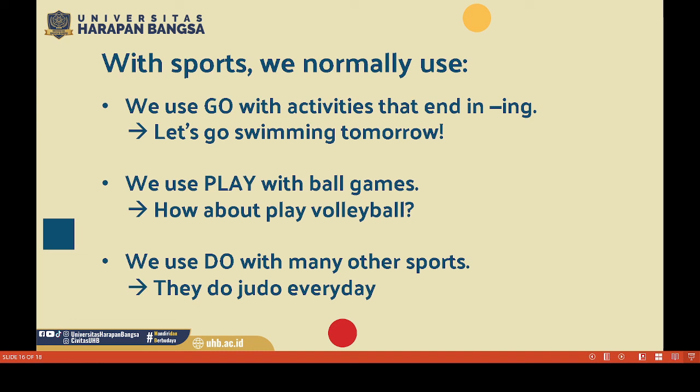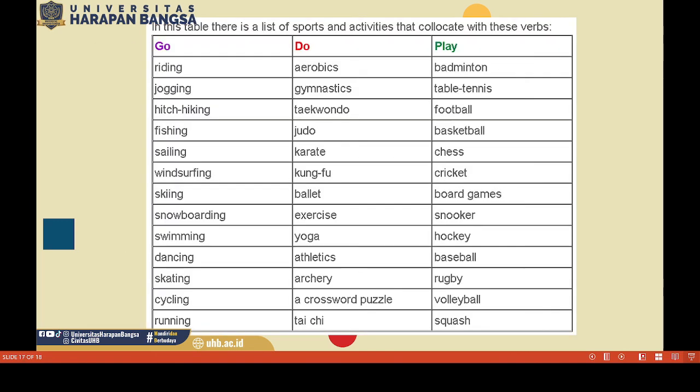Okay, let's see the example. They do judo every day. Or they do karate every day. Okay, so remember, for many other sports that do not end with ing and do not use balls, you can use do. So now this is the table, a list of sports and activities that collocate with the verbs go, do, and play. For example, here there is go riding, jogging, hitchhiking, fishing, sailing, windsurfing, and others.